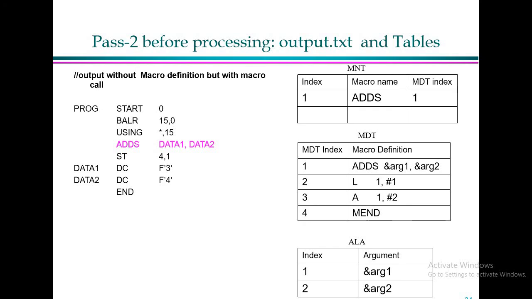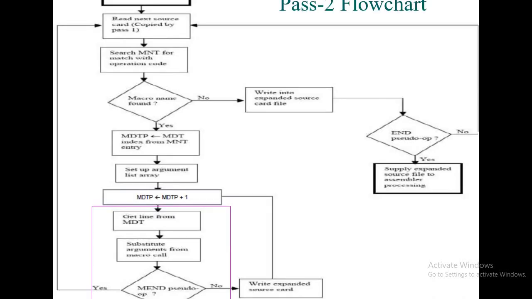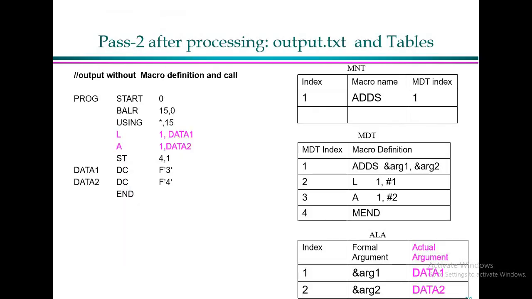Now see what happened in pass 2. After processing for pass 2, you have to write down the actual values of the given parameters. So data 1 and data 2 you have to write down into the ALA table. So add one more column for pass 2. What is the actual value for argument 1? That is data 1, and for argument 2 it is data 2. Okay, that's it. #1 refers to index 1 and #2 refers to index 2.